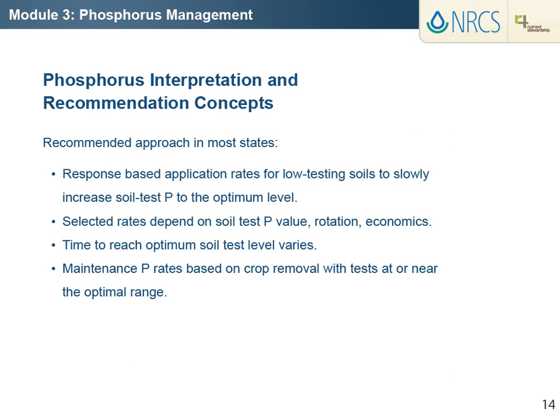The recommended approach in most states is to apply phosphorus to low testing soils in order to gradually increase soil phosphorus levels to the optimum. The selected rate depends on many factors such as soil test phosphorus value, the rotation and economic situation, and land tenure. Also, there should be consideration that the time to reach optimum phosphorus soil test levels varies across soils. Phosphorus rates should be based on crop removal when tests are at or near optimal ranges.